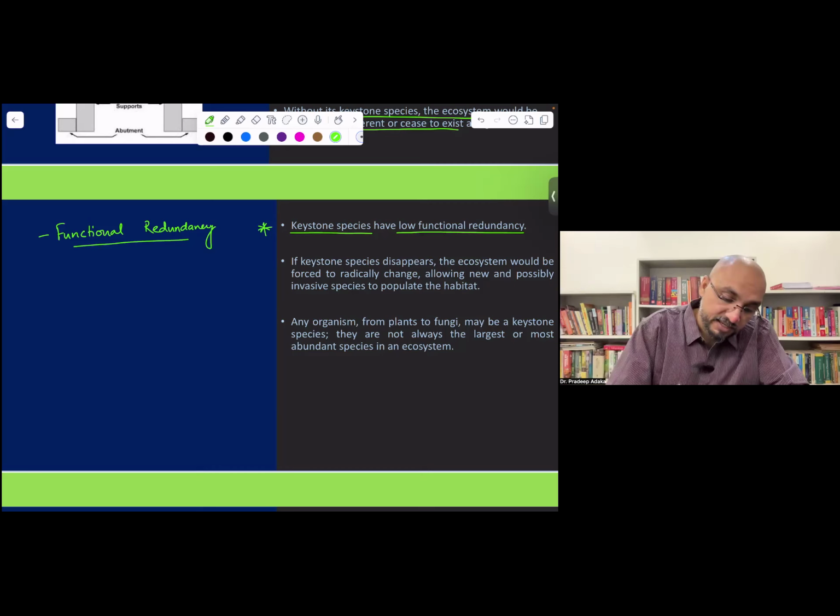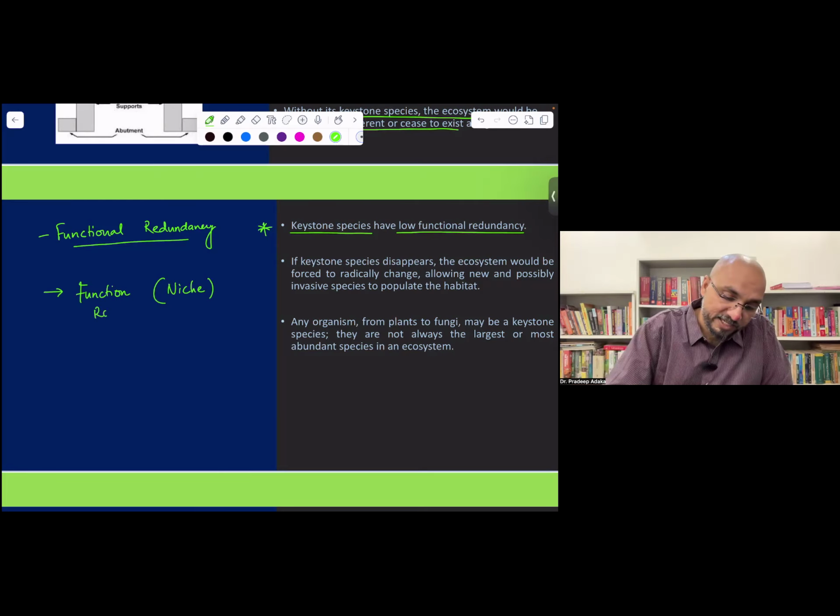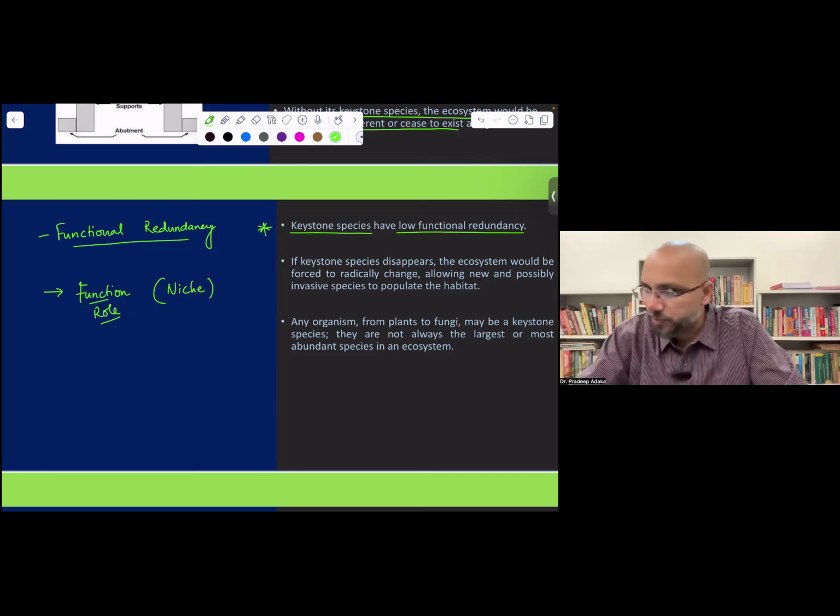That means the function, generally in ecology terms we call this the niche. The function which is provided, the role which is played by the keystone species, is not performed by any other species. This is low functional redundancy. That is, the service provided by the keystone species is unique. No other species can play the same role.